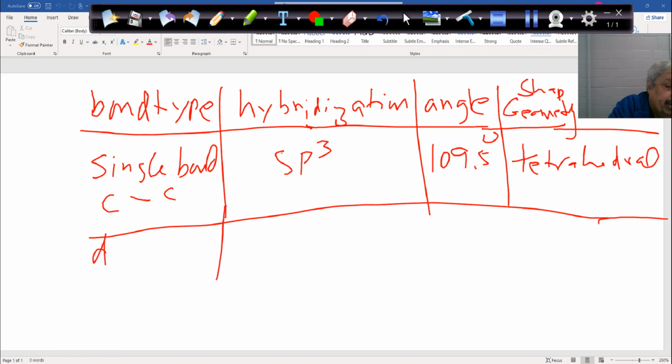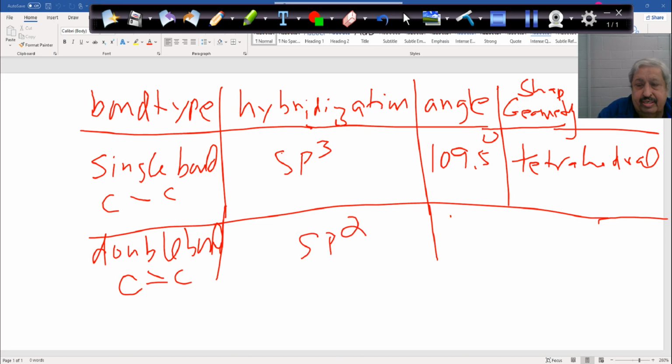I have a double bond. See double bonds here. Okay, guys? And this is sp2, and the angle is 120 degrees, and this is trigonal planar.